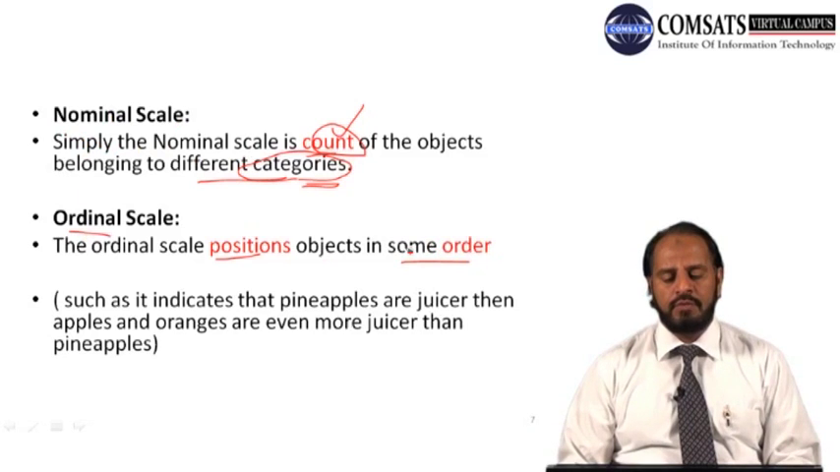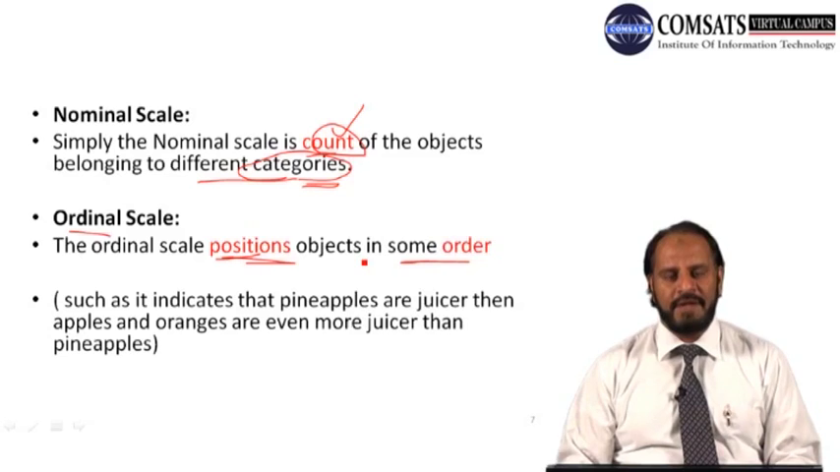A scale which tries to determine a position of the objects in some order, meaning, let's say, which are the smartest people in the university, the first year, second year, third year. So we need to order them. We will say, okay, the third year students are smarter as compared to the second year, and second year students are smarter than the first year, and the first year are smarter than the fourth year students, which is usually not the case. It should not be. As we move along, we try to learn more.